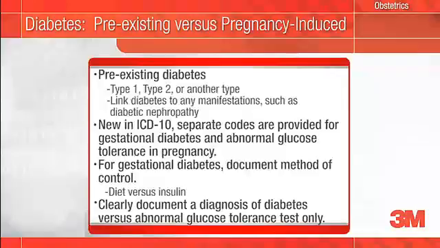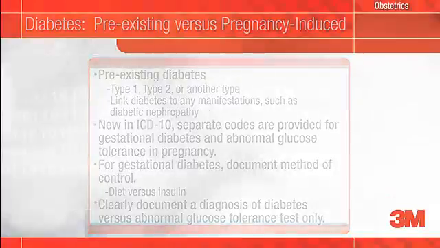What is new in ICD-10 is that the gestational diabetes and abnormal glucose tolerance test in pregnancy each have their own code. In ICD-9, they were combined into one. If the patient develops gestational diabetes, you will need to specify if the diabetes is controlled by diet or insulin. Make sure to clearly indicate in your notes when the patient has an abnormal glucose tolerance test, but no diagnosis of diabetes mellitus has been made, since there is now a code for it.